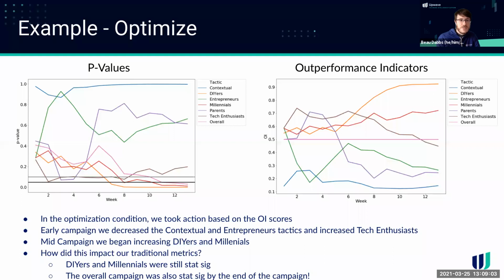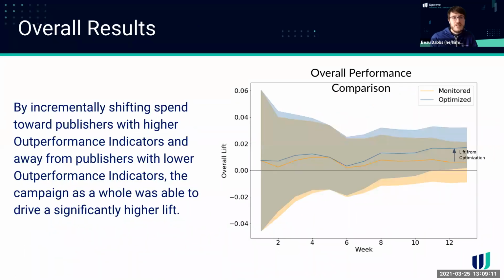However, the one big difference is that the lift of the overall campaign is now stat-sig at the 95% level at the end of the campaign. If we look at the lift of the overall campaign with 95% confidence intervals over the course of the study, we see a steady increase in the performance as our optimizations provide marginal improvements over the unoptimized campaign. So in addition to being stat-sig at the end of the campaign, the measured lift was more than doubled because of these optimizations.